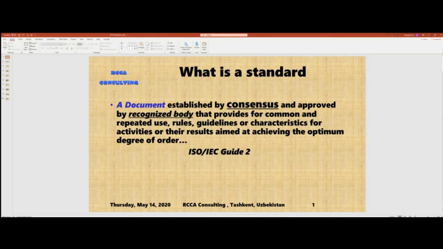So let's get right into it. What is a standard? Basically, a document that is established by a consensus and approved by a recognized body. We'll go through that list in a short while. The end goal is to provide common and repeatable rules, guidelines, or characteristics for an activity or product, and the result is achieving the optimum degree of order. In my case, I'll say performance in certain aspects of it.